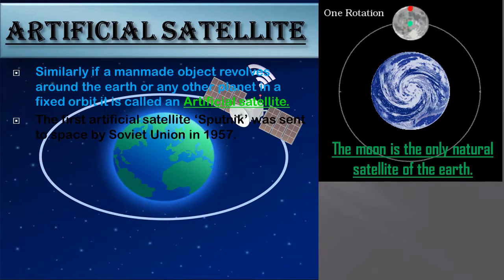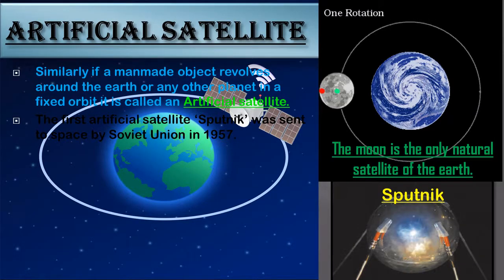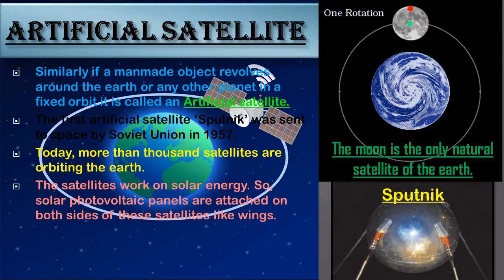Student, the first artificial satellite, Sputnik, was sent to space by the Soviet Union in 1957, and today more than 1000 satellites are orbiting the Earth. The satellites work on solar energy. Solar photovoltaic panels are attached on both sides of the satellite like wings. Solar photovoltaic cells convert the sun's energy directly into electrical energy, and this electrical energy is provided to the satellite.